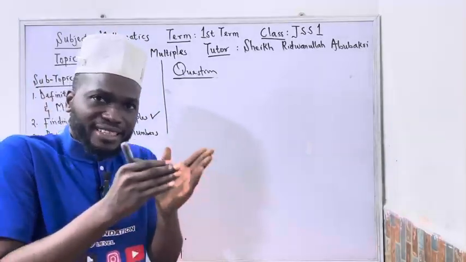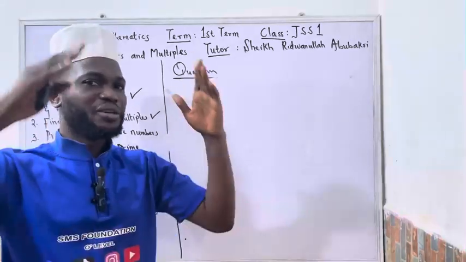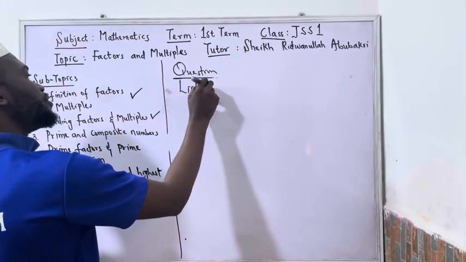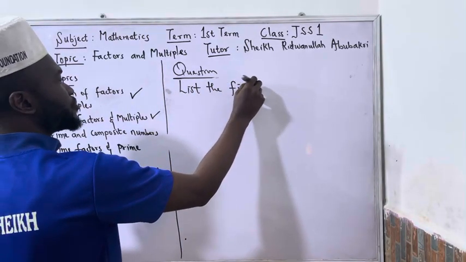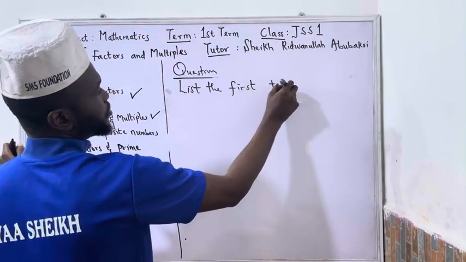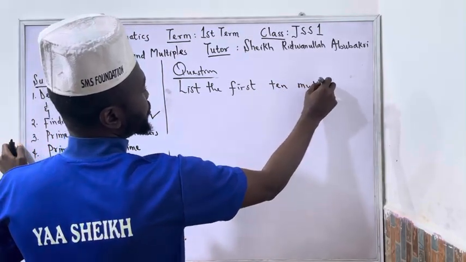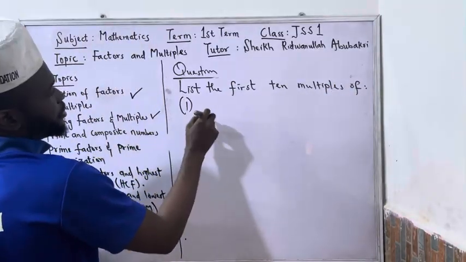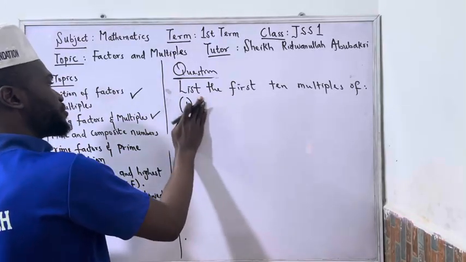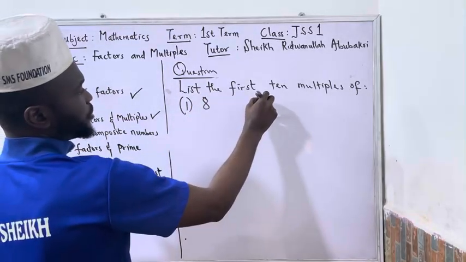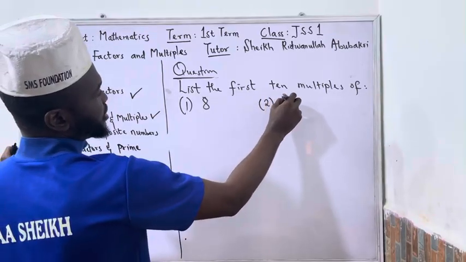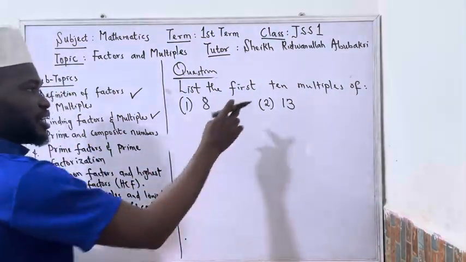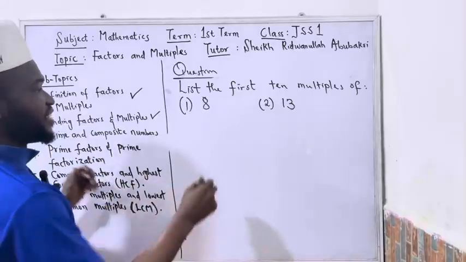So they must put certain amounts. But for factors, they will say list all the factors. But now, let's say list the first 10 multiples of, let me start with number 1. Let's say 6. Okay, I have used 6 before. Let's use 8 this time around. Number 2, 13. So the first 10 multiples of 8 and the first 10 multiples of 13. I'm going to do this one and I will leave this for you as the learner to try.